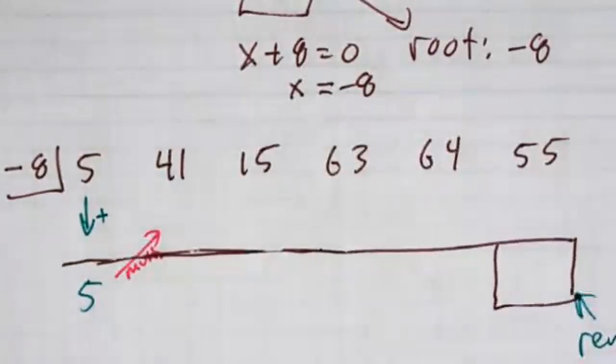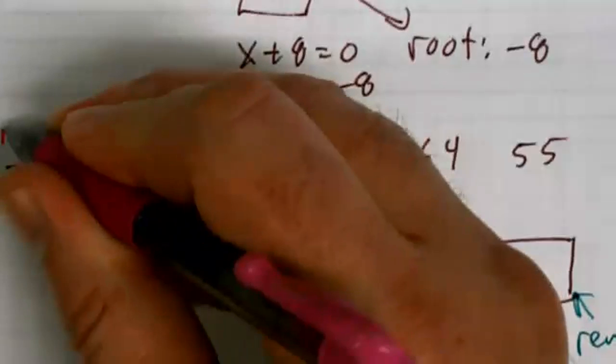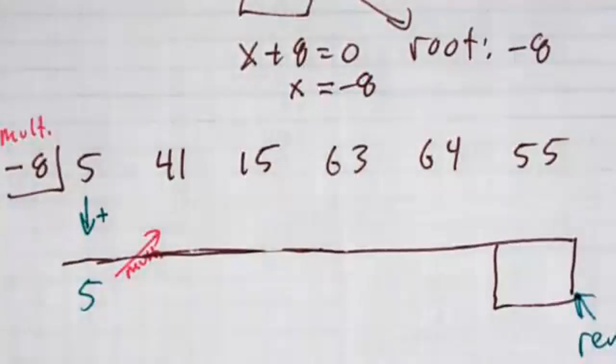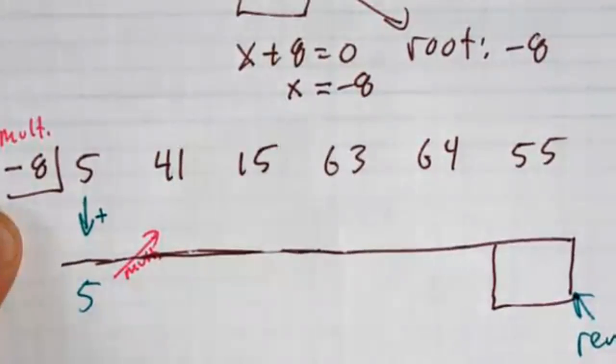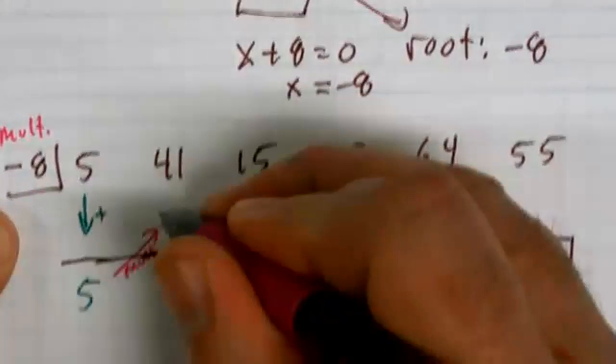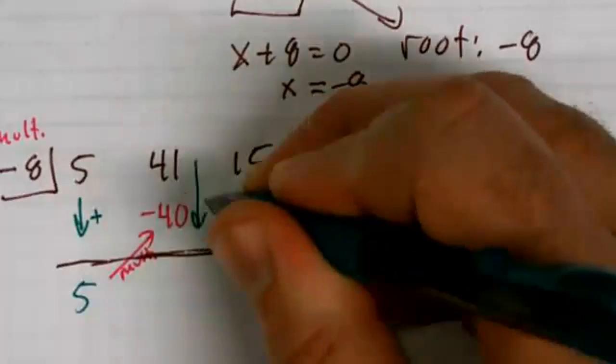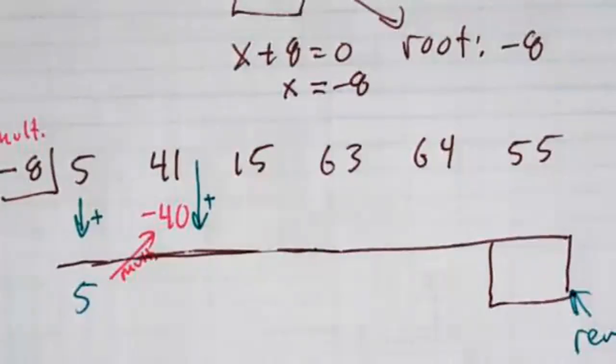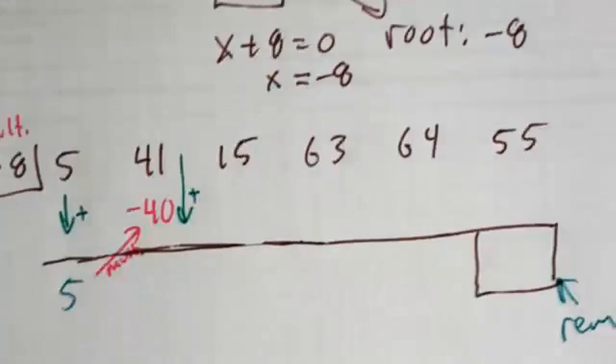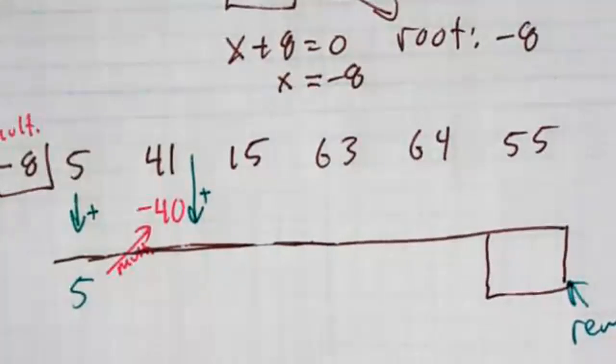And we always multiply by the same thing. What do we multiply by? -8. We always multiply by -8. Whatever's in our little box up here. So 5 times -8 is -40. And then we add going straight down. -41 plus -40 is 1.